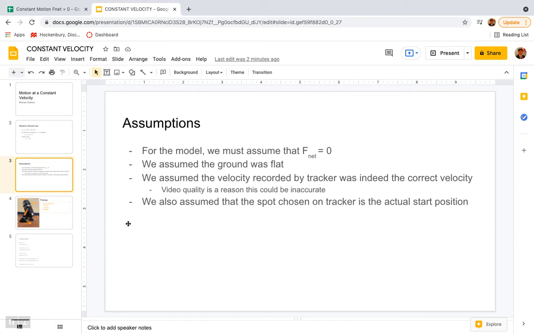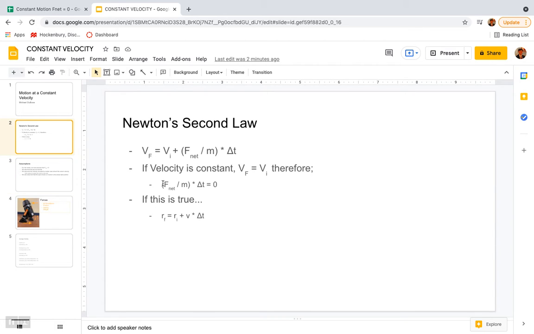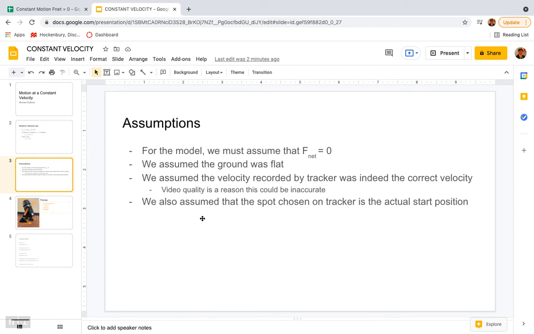So first we have to assume that net force is equal to 0. There's going to be forces coming at it from all different directions, and it's important to assume that net force is 0 because, as stated before, if that force is not 0, then there is no possible way for velocity final to equal velocity initial, and therefore velocity isn't constant, it is changing. We also had to assume the ground was flat. For obvious reasons, I'm doing this in a North Ave apartment, and the ground is most definitely not quite flat.